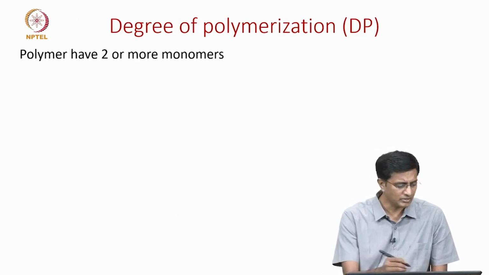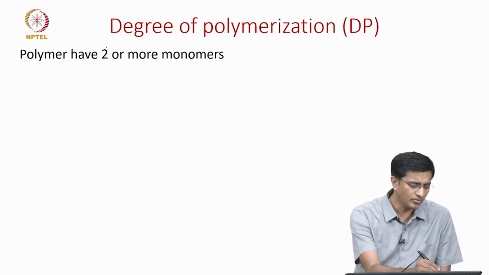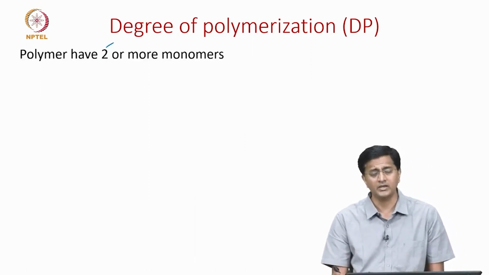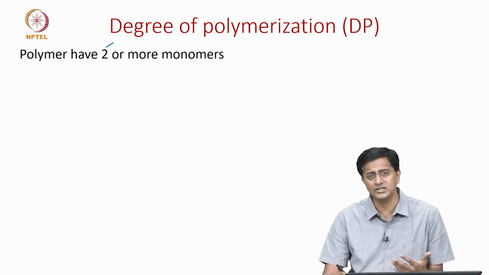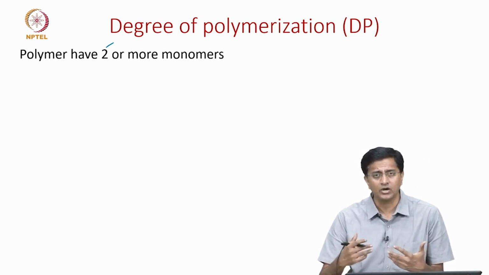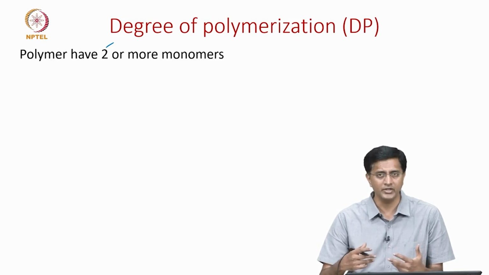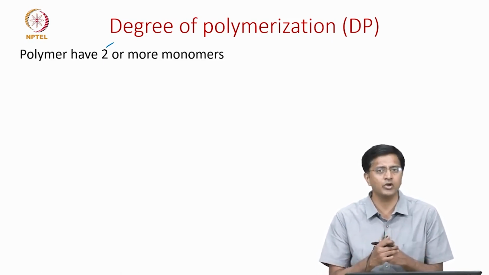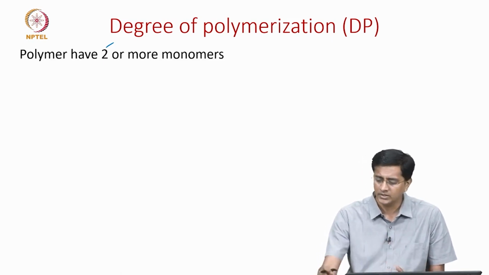We already mentioned that we should be calling anything a polymer when it has two or more monomers. But the question to be asked is, how many monomers do we need for the polymer to behave as a solid, or to behave as a solid with useful mechanical properties, because that is more important if you are looking from an engineering polymers perspective, right? So let us see that.